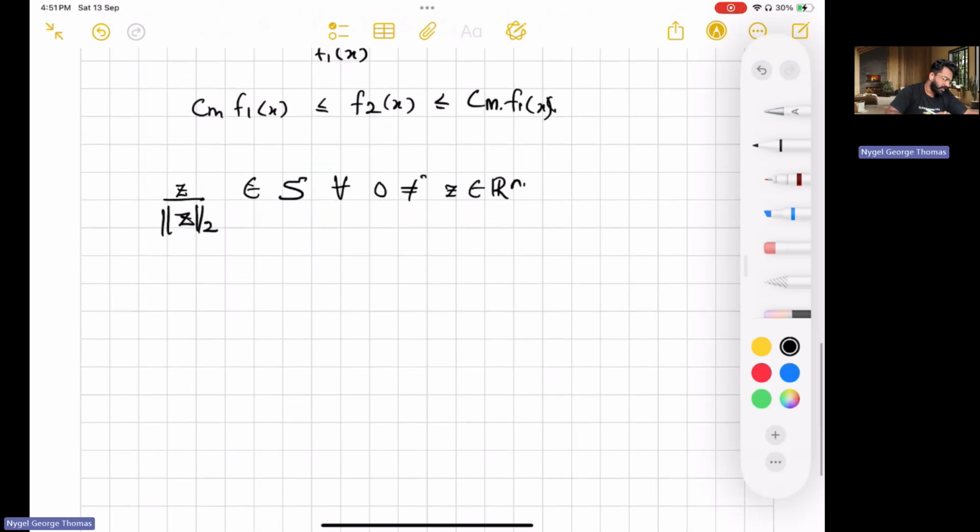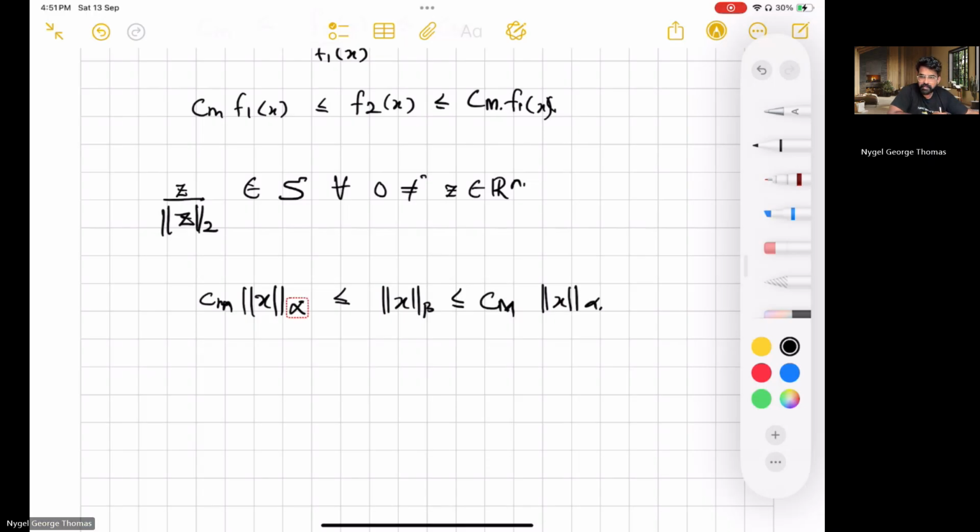Okay. So I would write this as Cm times the alpha norm of x is less than or equal to the beta norm of x is less than or equal to capital M times the alpha norm. So this is the equivalence between norms.